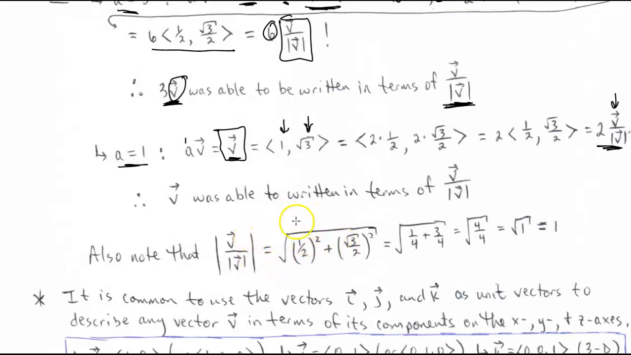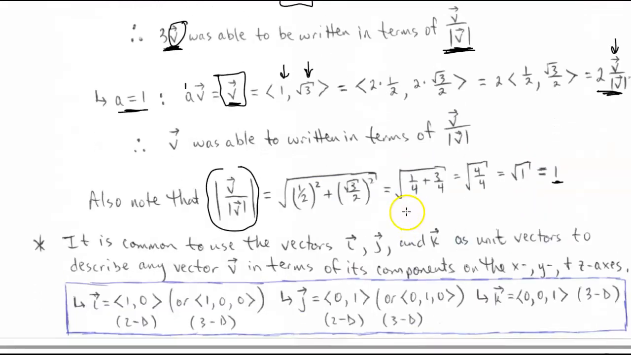Now, notice that in both instances, if I calculate the magnitude of the unit vector, we see that it ends up being 1. And that's something that must always be true about unit vectors.